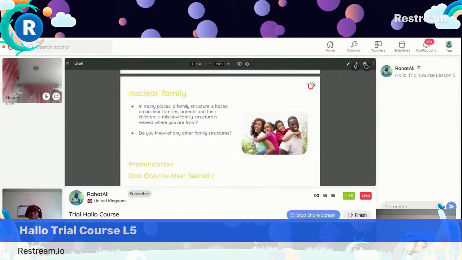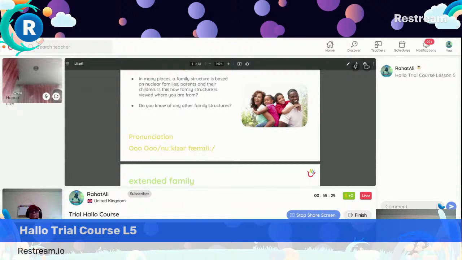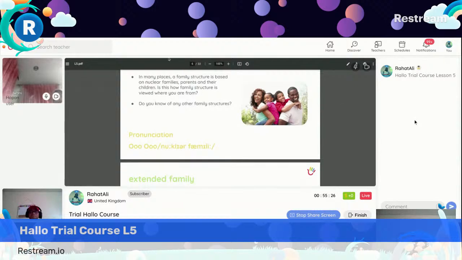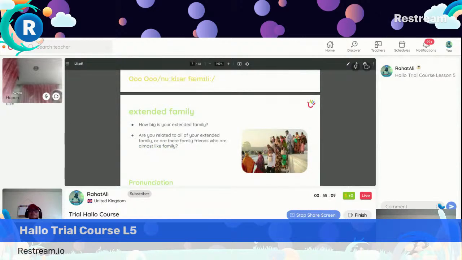Do you know any other family structure by any chance, Wani? I just read about this lesson. So they have extended family, and then blended family. Yeah, extended and blended, that's right. Extended is the next one. How big is your extended family? Extended family means your parents, your grandparents and their parents, and so on. And obviously it may include your cousins, your other relatives, cousins from your mom's side, cousins from your father's side.